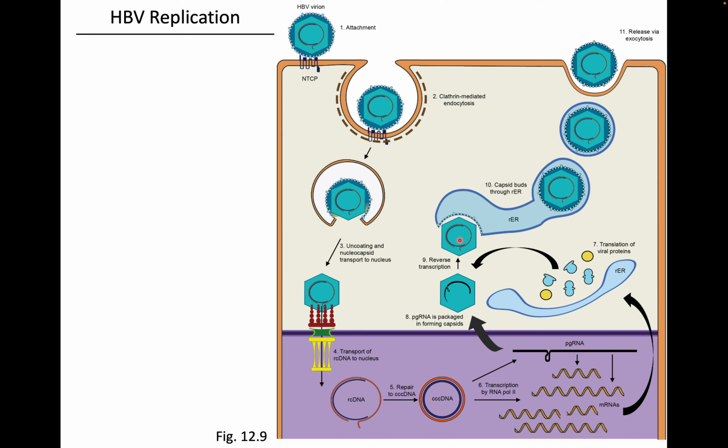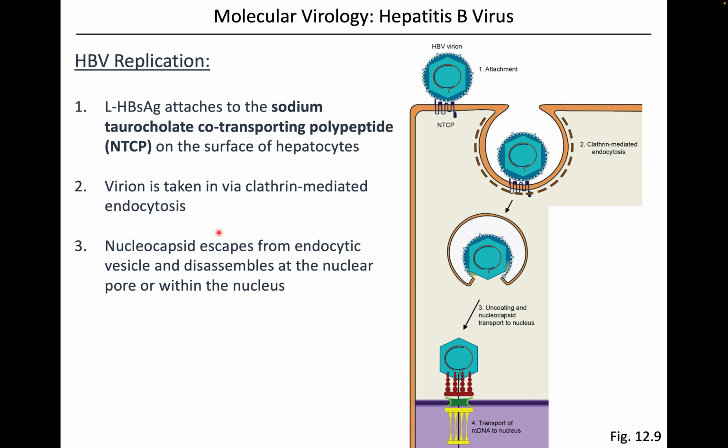And then in terms of getting out of the cell, because this was an enveloped virus, the virion's actually going to bud through the ER, pick up 2 layers of membrane, the outer layer of which is going to be discarded as it buds out of the cell by exocytosis. So let's jump in and just look at some of those pieces individually here.